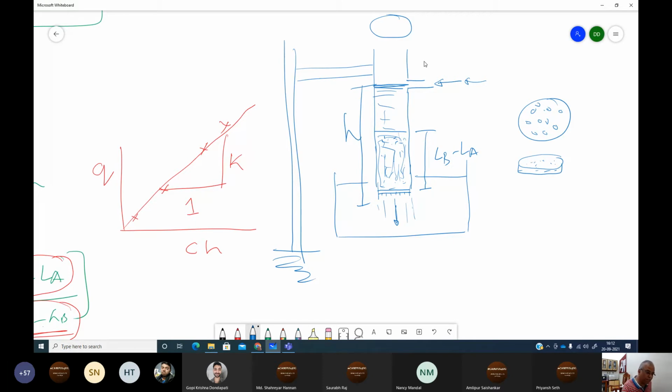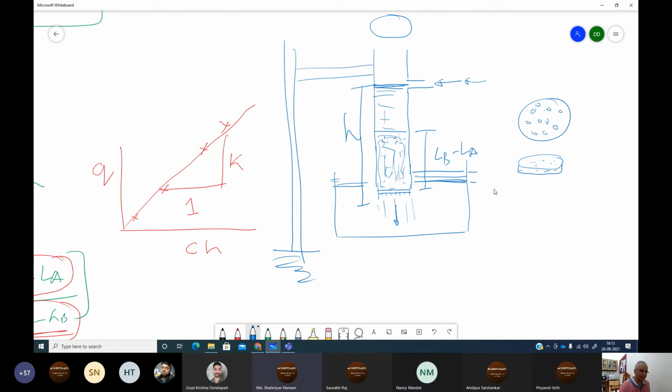Now, this is one experiment. Then we start the experiment, and we see the level increase. We note the initial level, and then we see how much the level has increased after, let's say, 5 minutes. So that gives me the quantity. You understand?